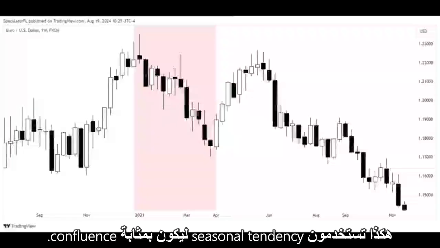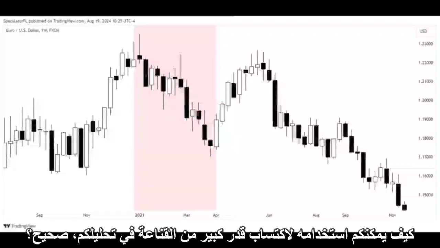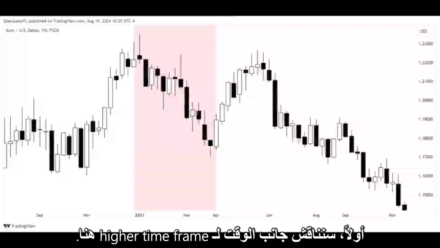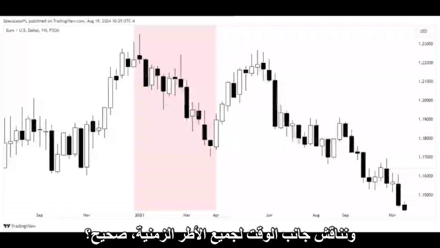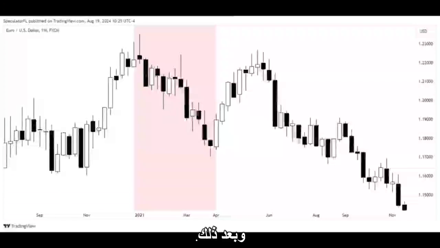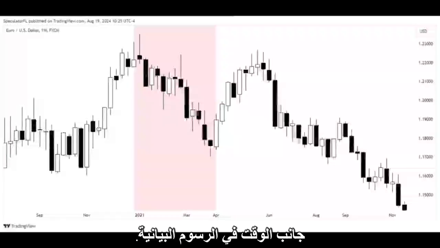This is how you use seasonal tendency as a major confluence in your whole higher time frame analysis, and how you can use it to gain a great deal of conviction in your analysis, right? First of all, we're going to discuss the time aspect for the higher time frame here, and then we're going to keep moving lower to the lower time frames and discuss the time aspect for all of the time frames, right? And then after going through level 3 and 4, you're going to have finally cracked the time aspect of the charts, and your whole perspective would be completely changed, right?